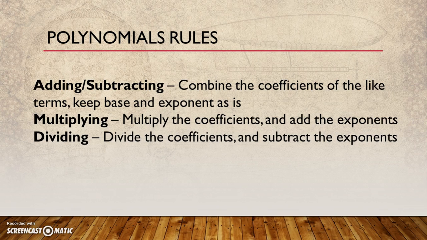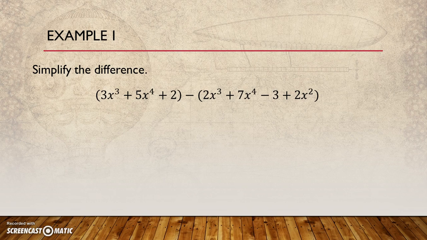When multiplying, you multiply the coefficients and you add the exponents. So the variable is going to stay as is. And when you're dividing, you divide the coefficients and you subtract the exponents. Okay, so let's see some examples here.